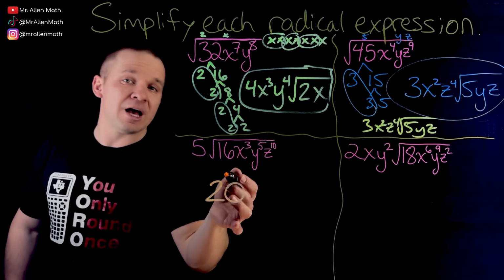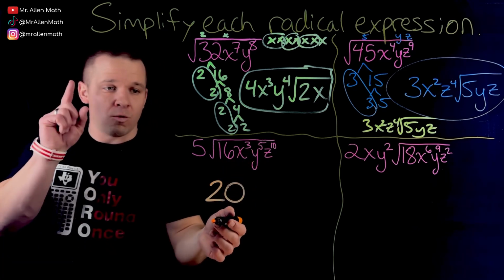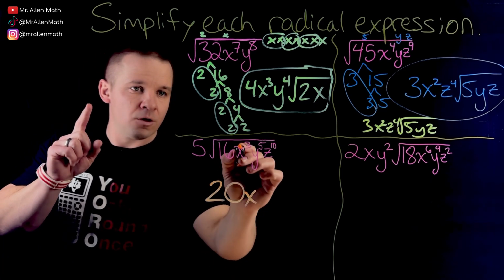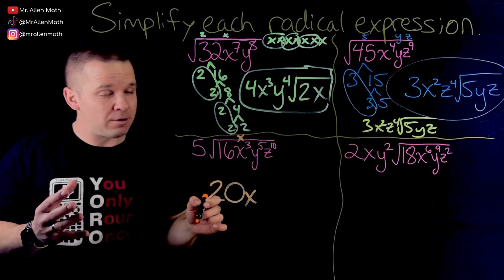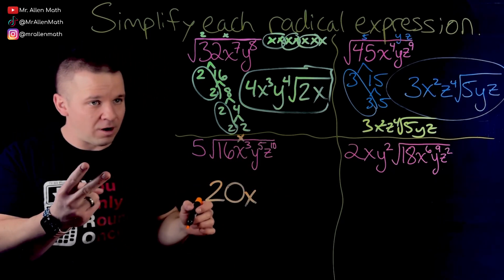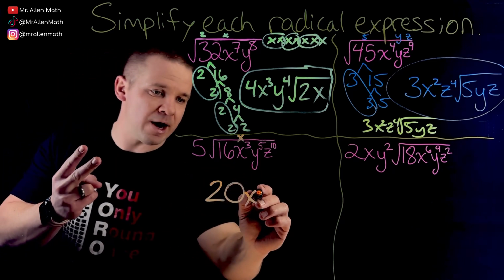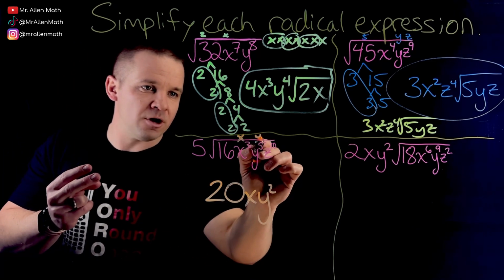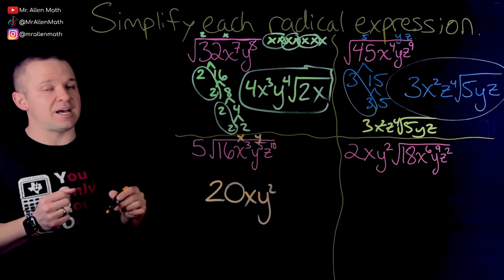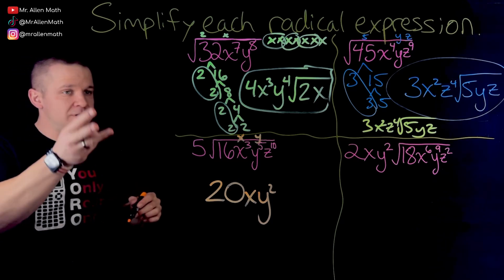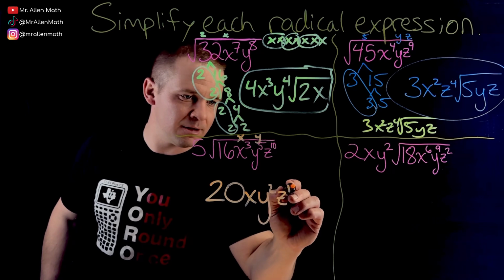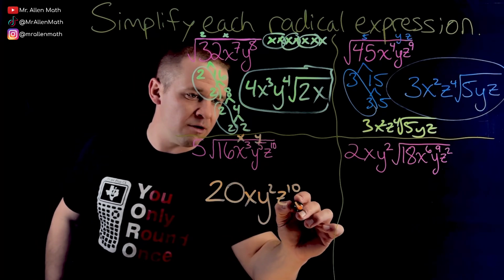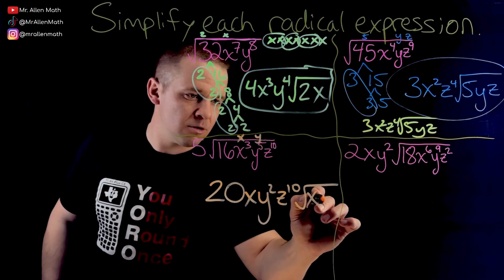I got x cubed. How many pairs of x's can come out? One pair with one left over. How about my y's? We got y to the 5th power, 2, 4 with one left over. So y squared with one left over. And then z to the 10th. 2, 4, 6, 8, 10. Right? We got 5 pairs. Z to the 10th. And then I got square root of x, y.